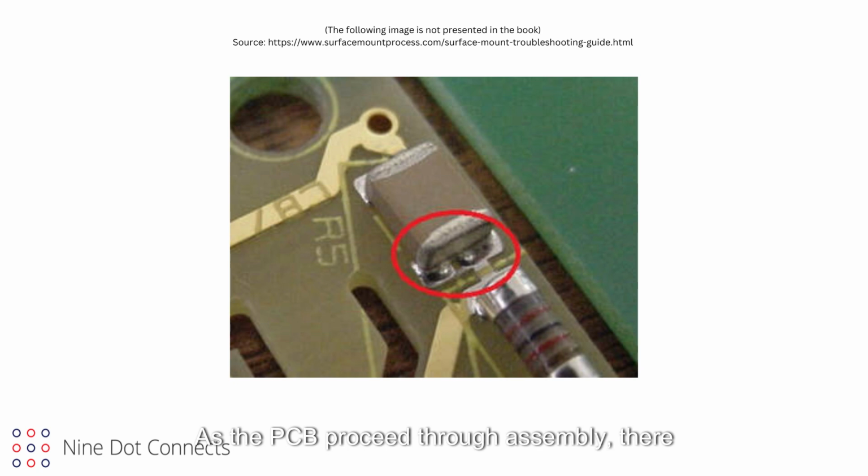As the PCB proceeds through assembly, there will be additional inspections for correct component placement, amounts of solder paste on the board, and the pre-cure state of the solder paste and adhesives. After component placement, the alignment will be inspected. Most of the time, these inspections will be performed via automated video inspection systems.